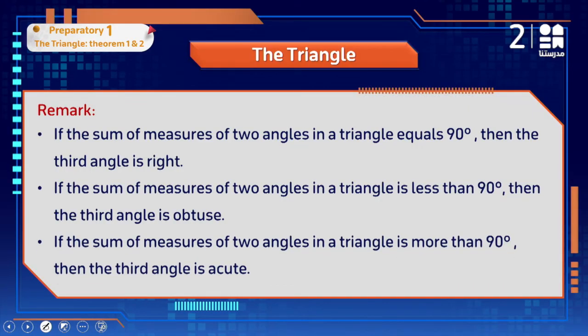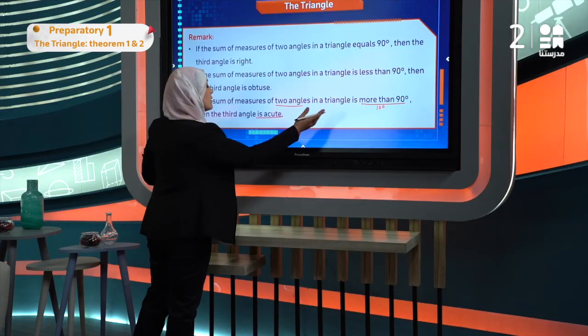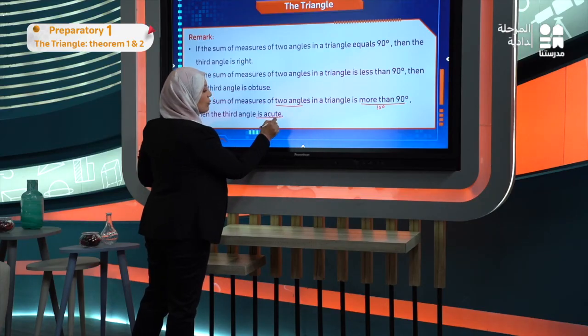If the sum of measures of two angles in a triangle is more than 90 degrees, for example 100, then the third angle is acute. Why acute? Because it should be less than 90 degrees, so it is 180 minus 100, so it will be 80 in this case, for example. Okay?